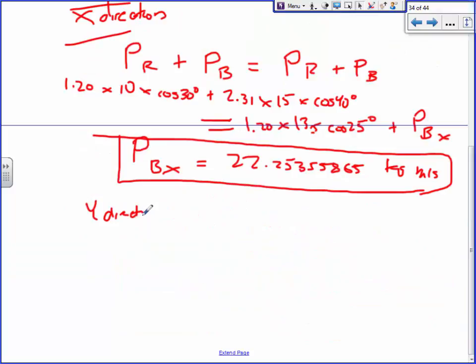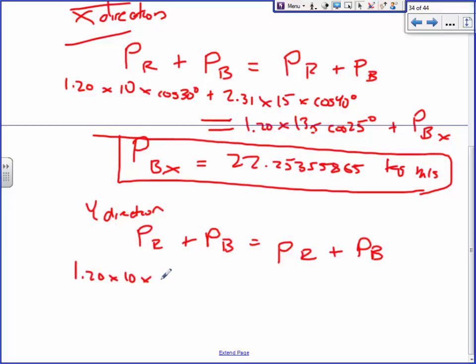Y direction. We need the momentum of red in the Y direction, momentum of blue in the Y direction, momentum of red in the Y direction, momentum of blue in the Y direction. We're not going to get the negative signs wrong. Okay, can we go with up as positive, down as negative? Does that work? So since red is going up, let's see, red was 120 times 10, but now it's going to be the sine of 30. I'm not even looking at the original example, I'm just looking at what I had right here, and I'm taking the exact same info, I'm just changing it for the y direction. But since blue is going down, rather than add, I'll just subtract. Does that work? 231 times 15 times sine of 40. Does that work? Because there's some momentum in the up direction, but there's some in the down direction.